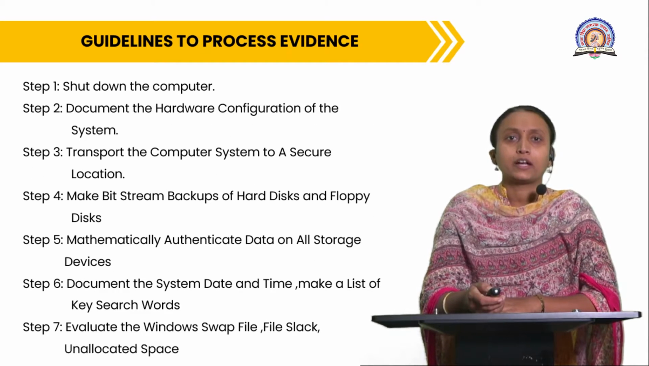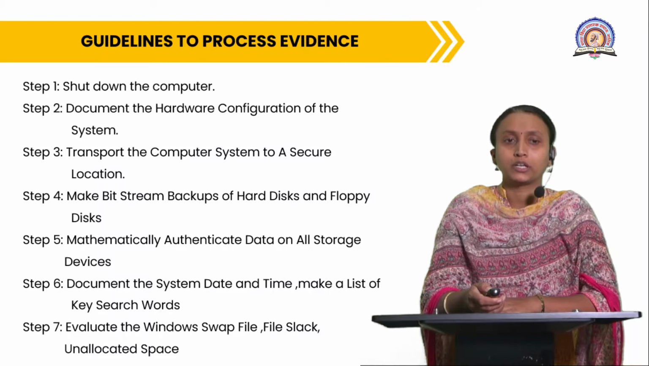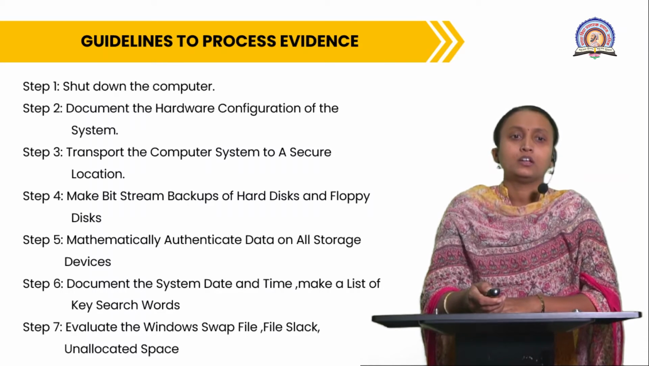There are different types of guidelines which should be followed to process the evidence. When you want to find evidence using digital media like a computer or any other digital device, then before processing it, you must shut down that device or computer properly. Second, document the hardware configuration of the system. Note the hardware configuration related to that system properly, prior to relocating or changing it. Then transport the computer system to a secure location to prevent it from unauthorized access.